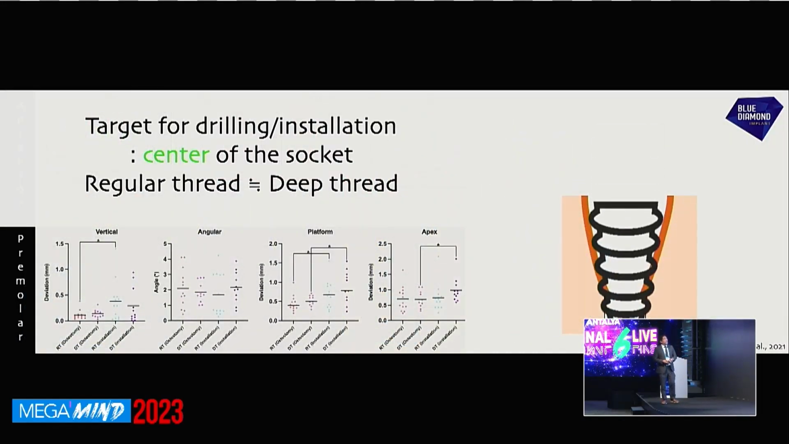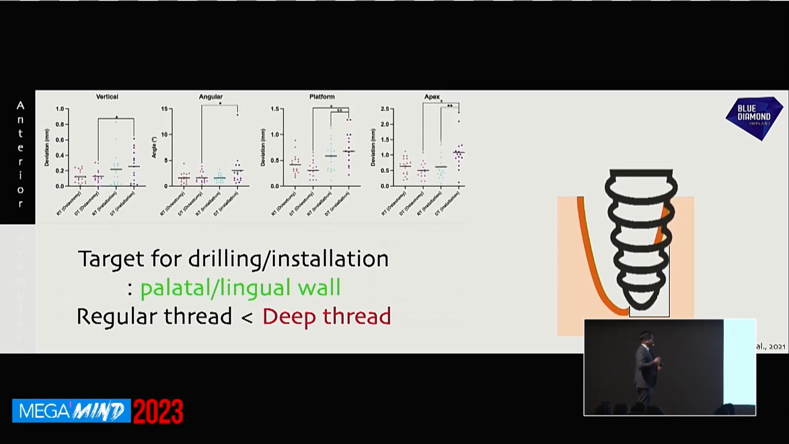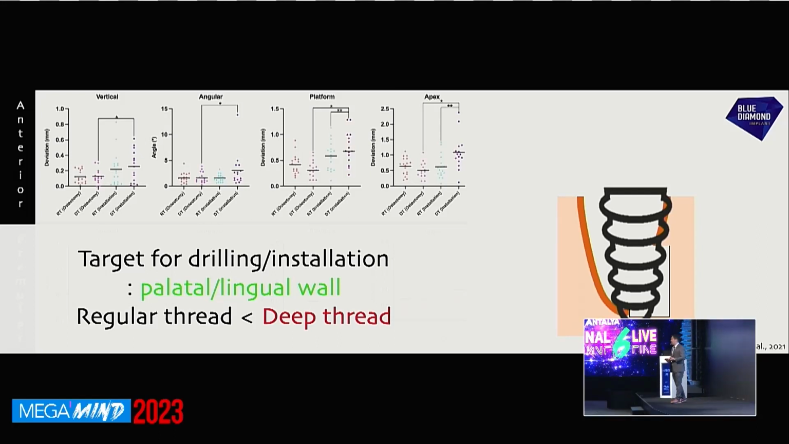So, results. In case of planning to place the implant in the middle of the socket, there was no difference between the regular threads and deep threads in terms of placement accuracy. However, when we plan to place along the palatal or lingual wall, deeper ones caused significantly more deviation compared to the regular ones.